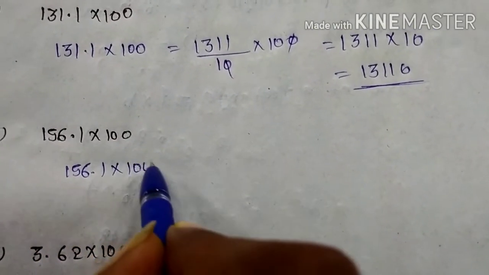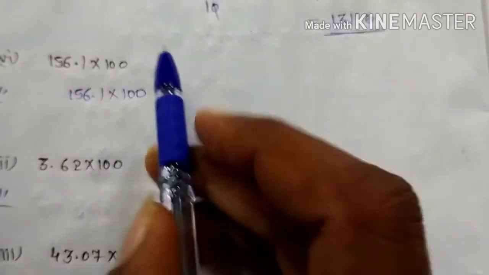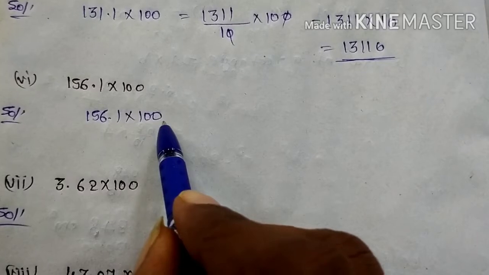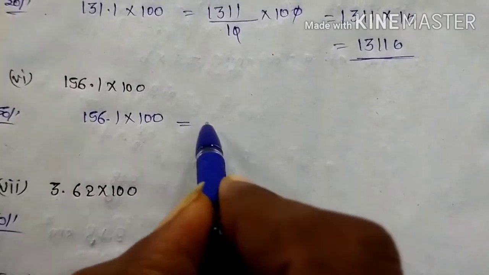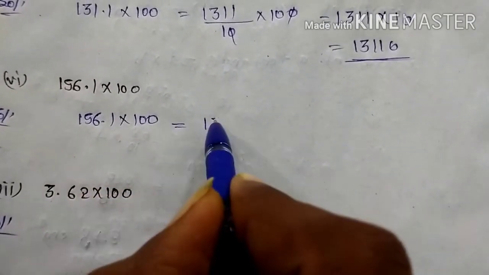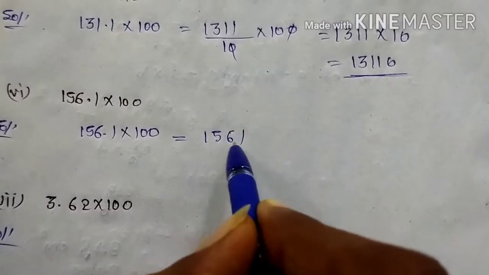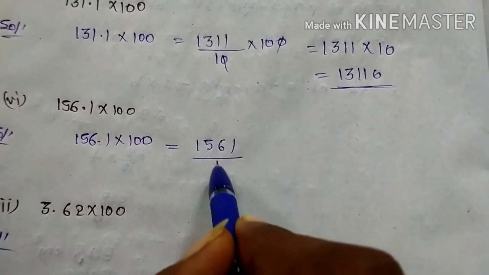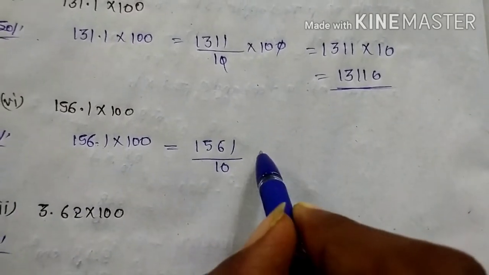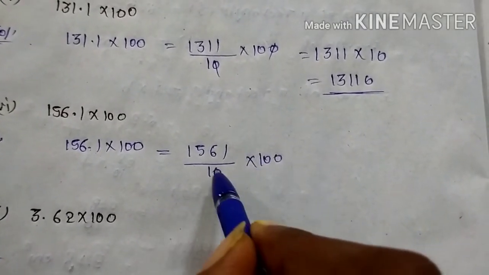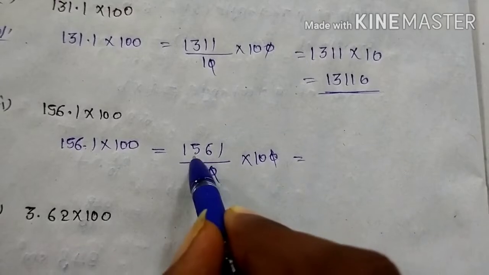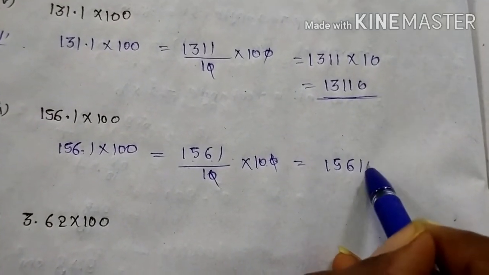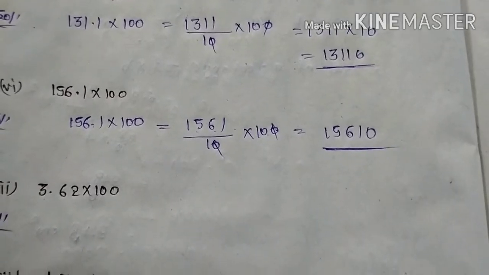156.1 into 100. First of all you can remove the decimal point: 1561 by 10, because after the decimal point you have only one digit, so you write only 1 zero. That means 1561 by 10 into 100. The zeros cancel, and 1561 into 10 gives 15610 as your solution.